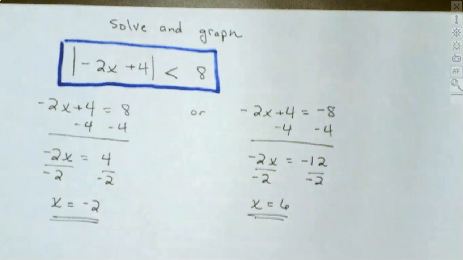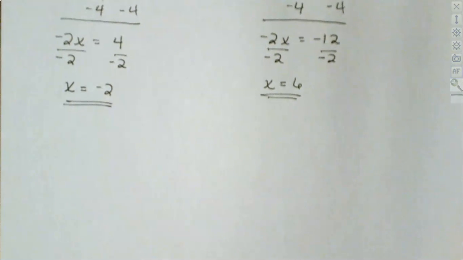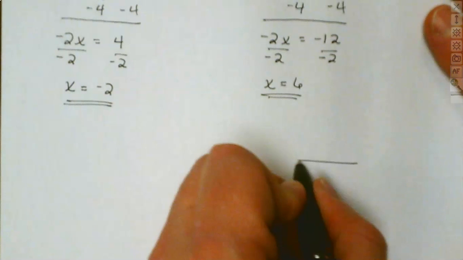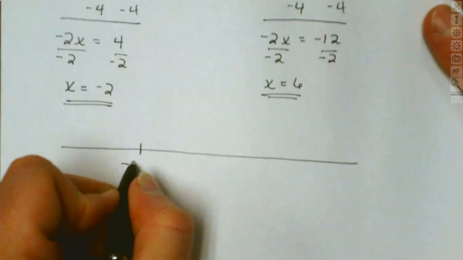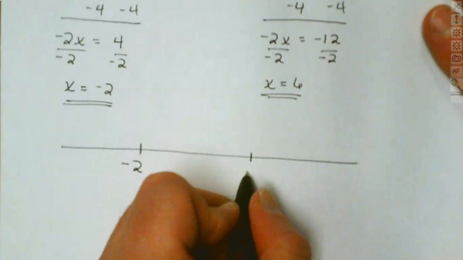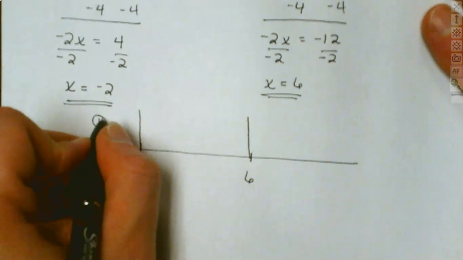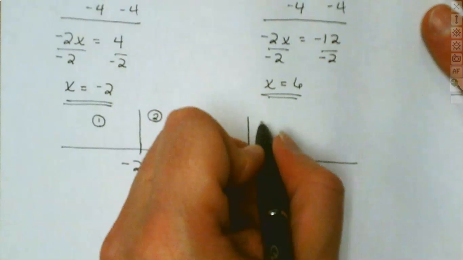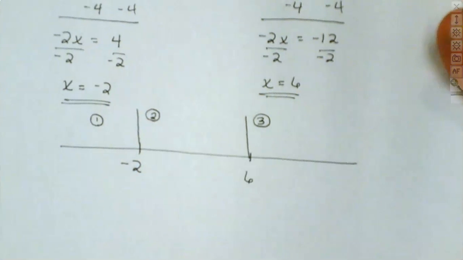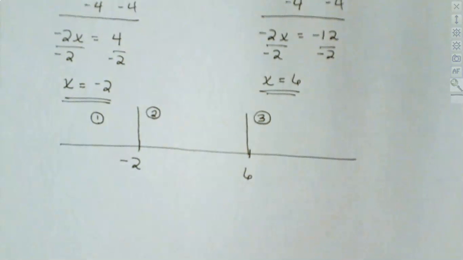Now this is an inequality, so we have to do one extra step. We have to graph it. So now what we do is we take our two numbers and we place them on the number line. And that makes the three regions. Okay, now most of the time, but not always, 0 is going to be right in the middle. But it doesn't always have to be. So this one happens to be where?